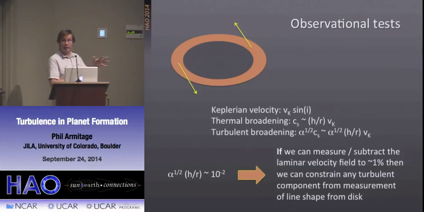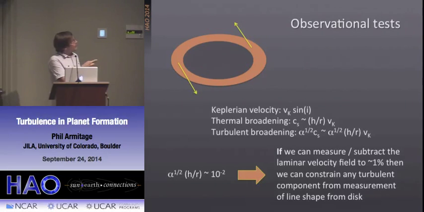Obviously, the situation will be a bit better if the disk is really face-on, and so we suppress the Keplerian component. Now, the turbulent velocity broadening to order of magnitude is going to be something like alpha to the half times this sound speed. Okay? So then we pick up this factor of alpha to the half, and we think alpha, we said, is maybe 10 to the minus 2. So this is going to be, again, about a factor of 10 down from the thermal broadening.